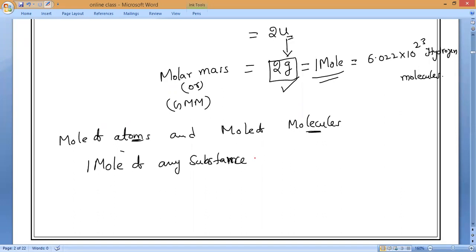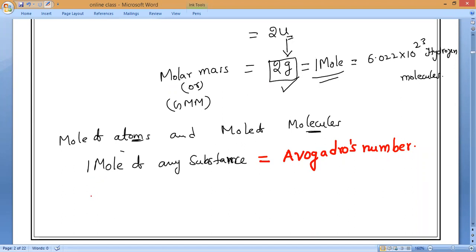So 1 mole of any substance, if you take, it contains how many particles? All of you tell me. Avogadro number of particles. Is it right or wrong? So 1 mole of any substance means Avogadro number of particles.